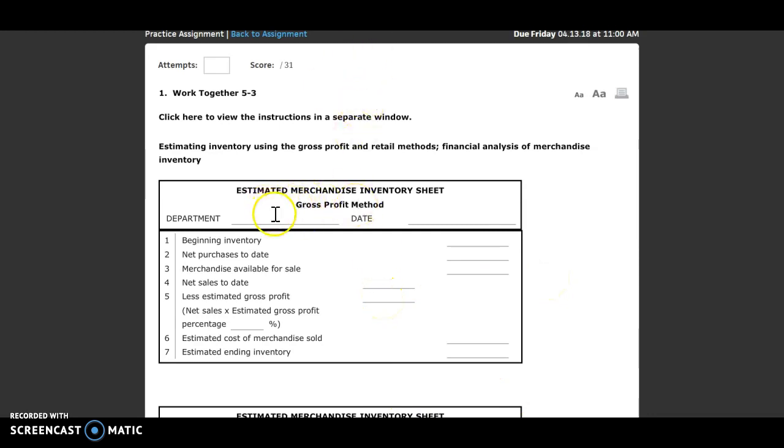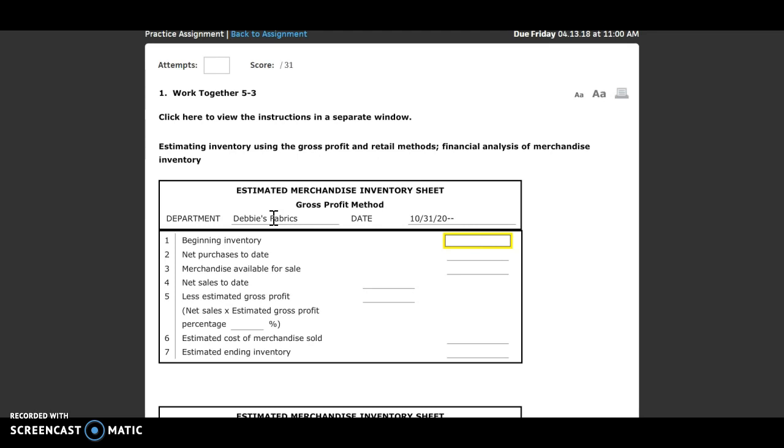Okay, so we're going to fill in this top information. Our department is simply going to be Debbie's Fabrics. And then our date, we are completing this on October 31st, the end of the month. Oops, they want it in. There we go. Okay, so our beginning inventory, they do give that to us.